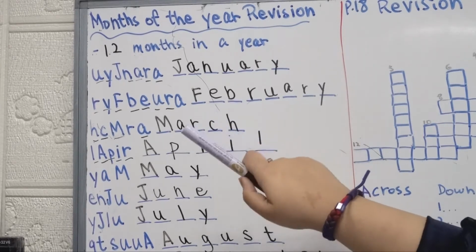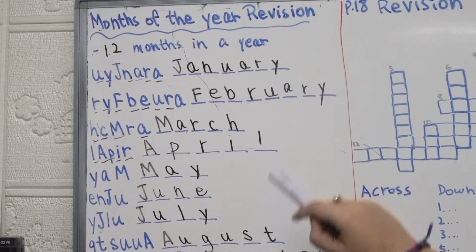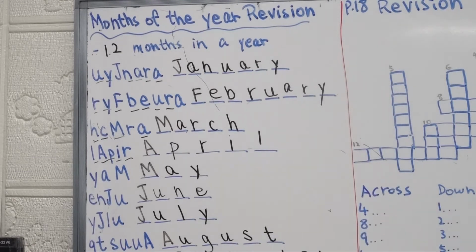February. Remember that. The third month is March. March. Remember that. After March is the 4th month of the year, right? So it is April. All right, that is April. After April is May. All right, May, the 5th month of the year.